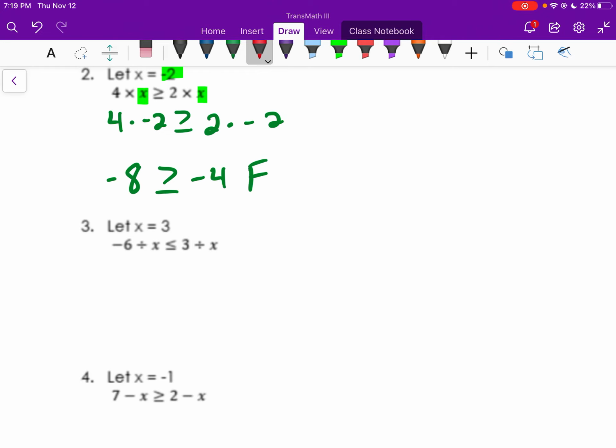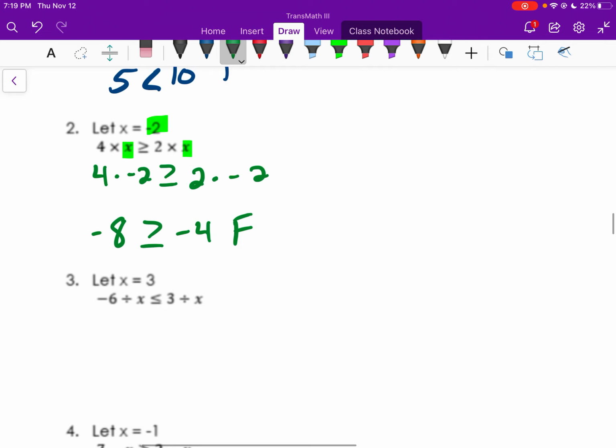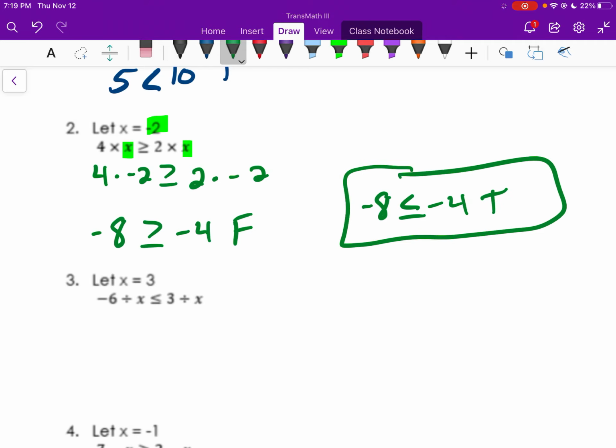Let's go ahead and make this true. To make this true, we would have to flip the sign. So negative 8 is less than or equal to negative 4. Okay, and again, I believe we've talked about this. If we multiply both sides of an inequality by a negative value, we need to flip the sign in order to make that true. Since we multiplied by that negative 2, you have to flip that sign, because if we don't, that's where we get that false statement.